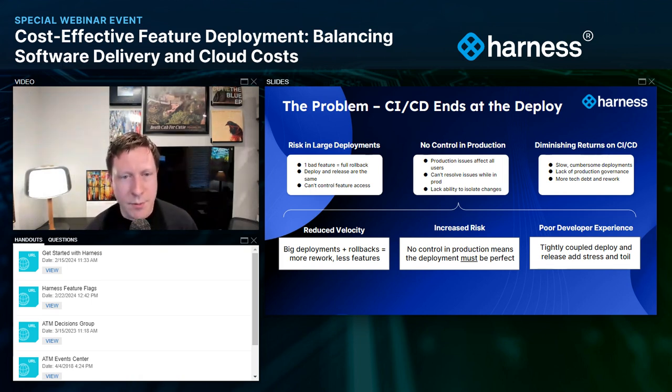Most teams, one bad feature equals a full rollback of your software delivery. Most teams are maybe bundling 10, 15 features into that deployment to production. And if there's one issue, you're rolling back 13 of the 15 features that didn't have issues. That's where CI/CD is great, but it can't control that feature access to your customer. So there's no control in production around resolving those minor issues, and you can't isolate the changes, which leads to the diminishing returns of CI/CD.